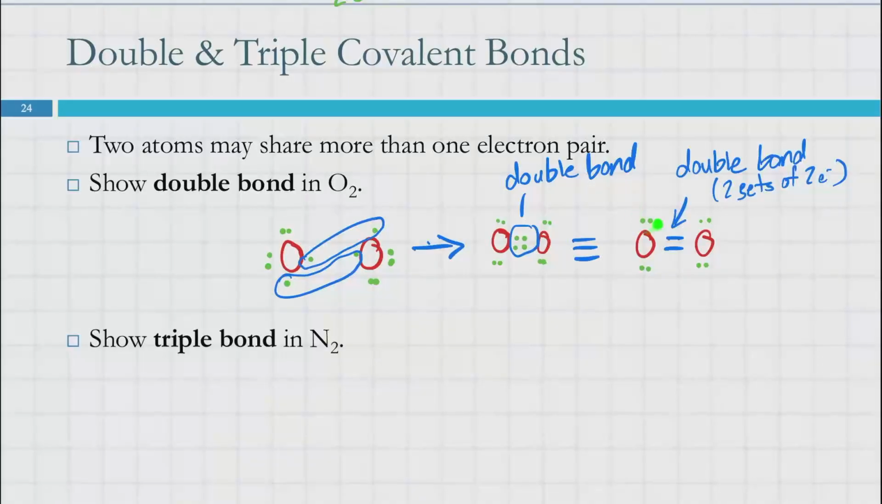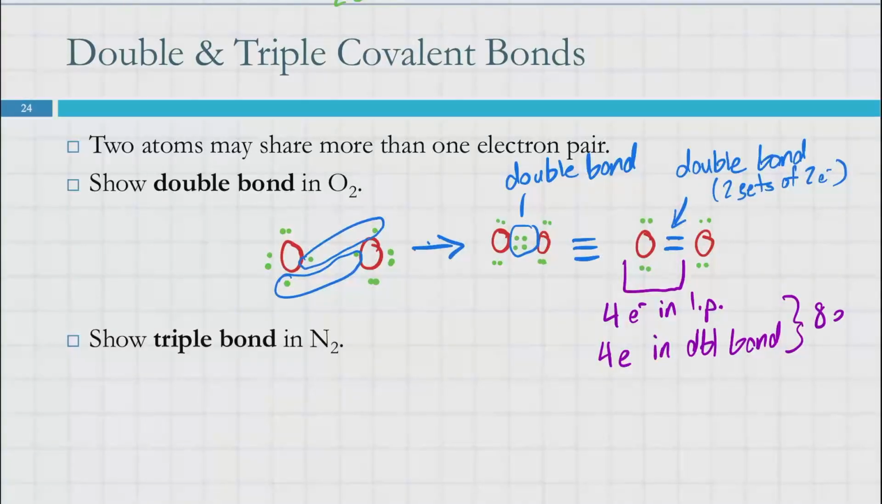And then if we look at the lone pairs, we've got 2 lone pairs as well. 2 lone pairs is 4 electrons. We can count the dots. All right, 1, 2, 3, 4, plus the 4 in the double bond. So each of these has a full octet. So 4 electrons in lone pairs, 4 electrons in the double bond. So that counts up to 8 electrons. The bonds count for both of the atoms' octet count.